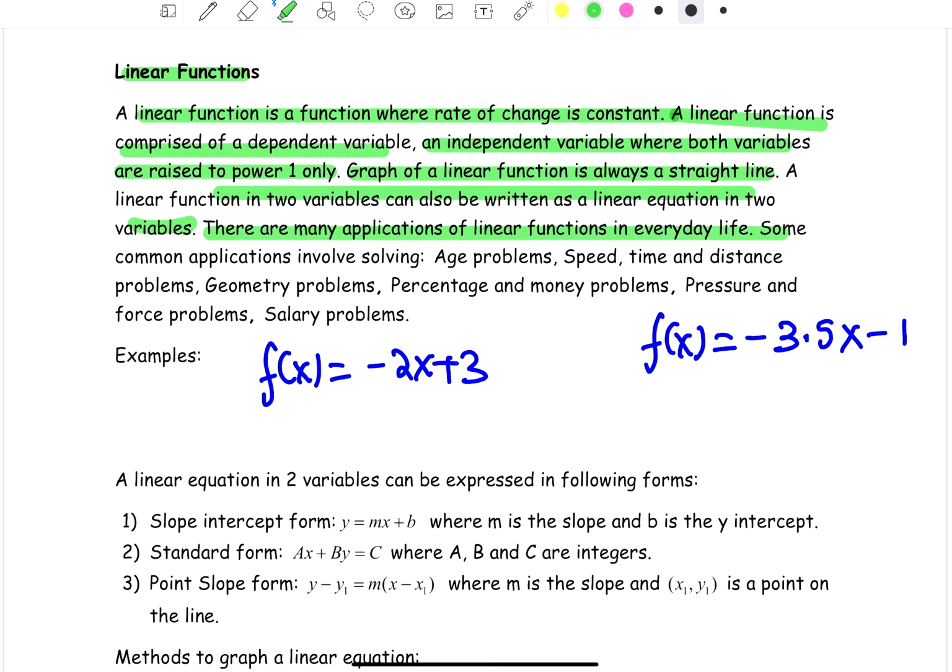There are many applications of linear functions in everyday life. For example, age problems, speed, time and distance problems, geometry problems, percentage and money problems, pressure and force problems, salary problems, and many more.